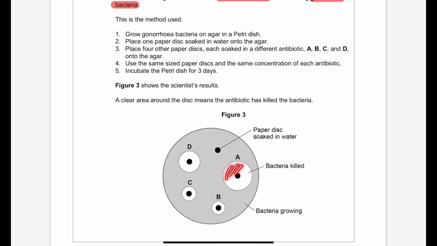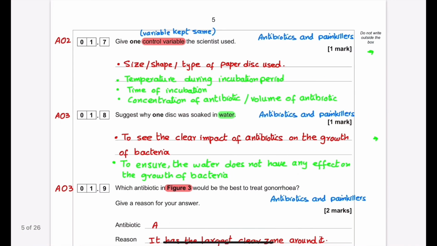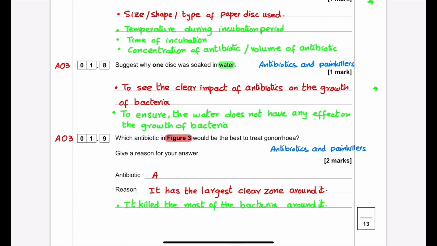If a clear zone is bigger, it means there is no single bacterium present here. And the antibiotic A worked very effectively. So the antibiotic A is the most effective antibiotic. The reason is it has the largest clear zone around it. Or you can use another option, which is in a green color: it killed the most of the bacteria around it.